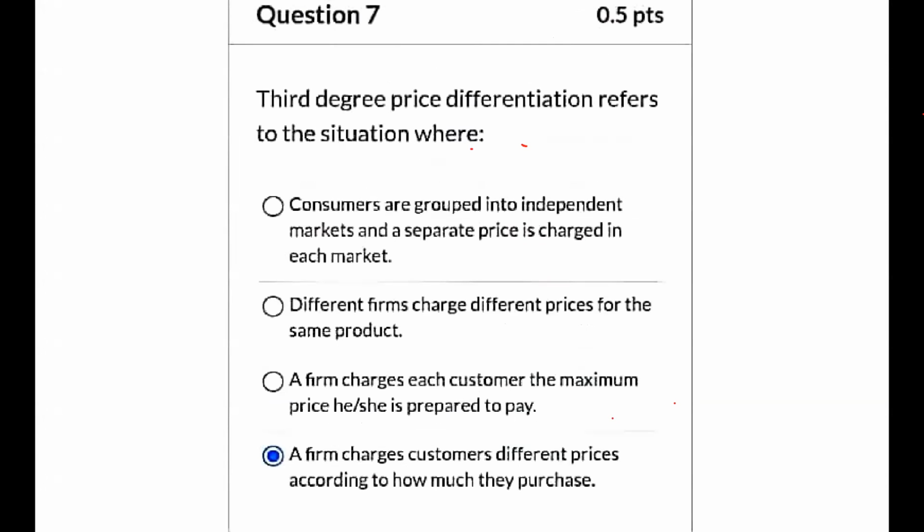The third degree differentiation refers to the situation where, what is the price differentiation? What is the third degree? Okay. There are 3 degrees of what sometimes you call price discrimination: the first degree, the second degree, and the third degree. During the third degree, a firm charges customers different prices according to how much they have purchased. It is that kind of pricing whereby the one who is purchasing more is charged less, right?